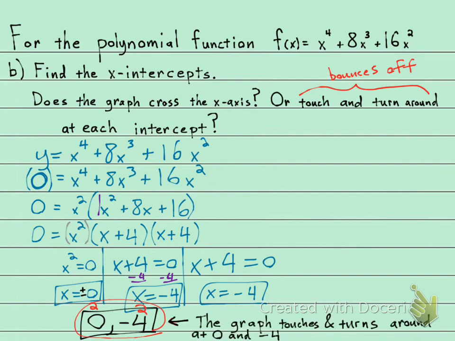All right, so to answer part B, the graph touches and turns around at 0 and -4, and it does not cross at any of the x-intercepts.